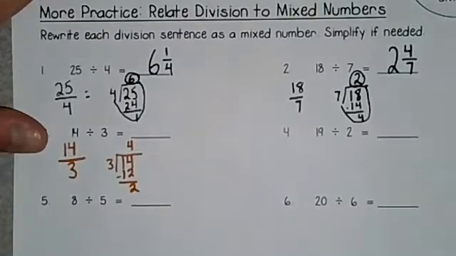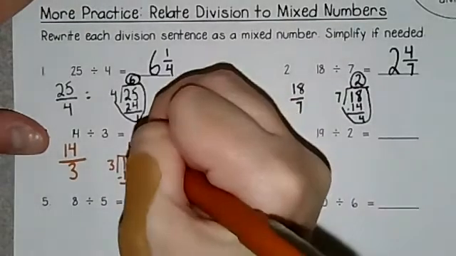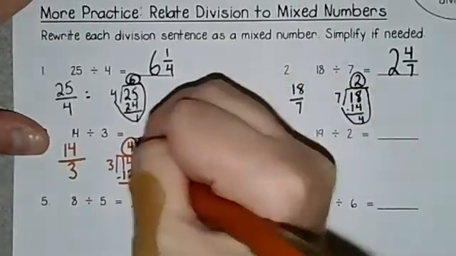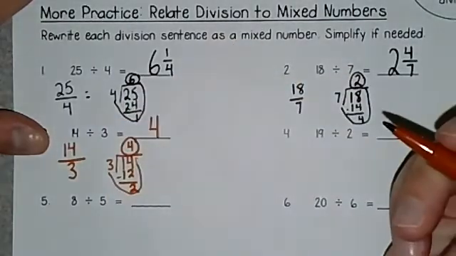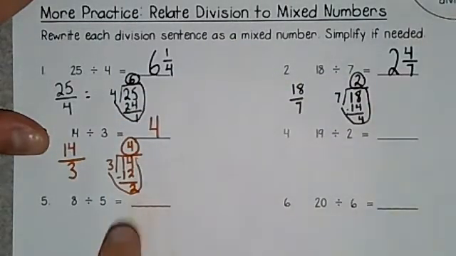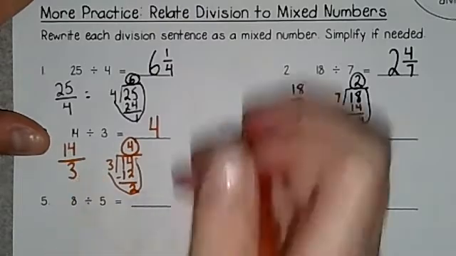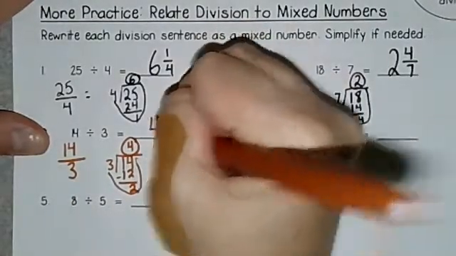Now, Talia, how do I write that as a mixed number? What's the whole number? 4 and bing, bing. 2/3. Good. All right. You ready, Levante?